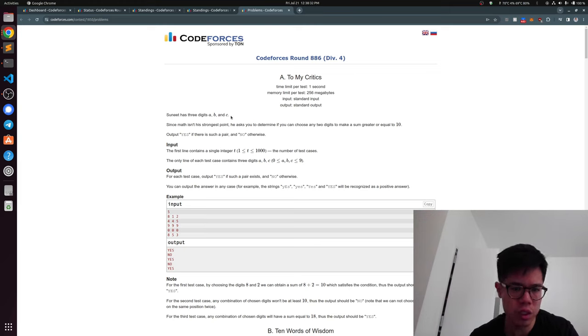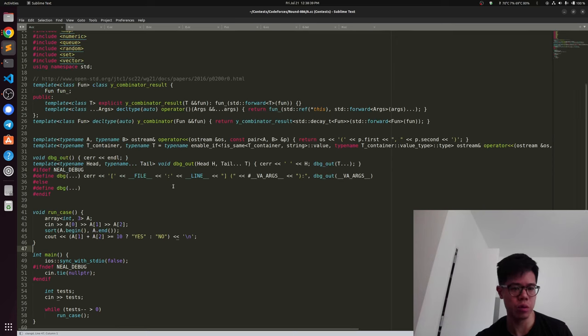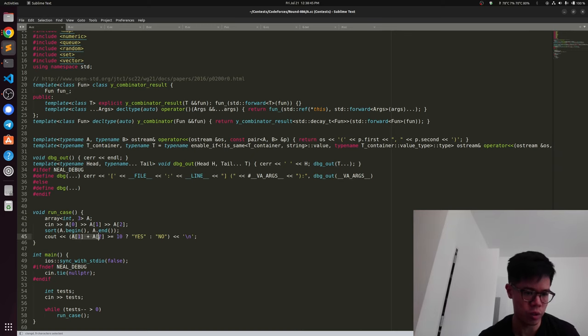First problem, you've got 3 digits. You want to know if any 2 of them can add up to greater than or equal to 10. This one's very simple. The way I did it, just make an array, read in the array, and then you can sort it, and you know which are the biggest 2. Check that, and then print yes or no. Not really much to explain here, just a very simple problem.